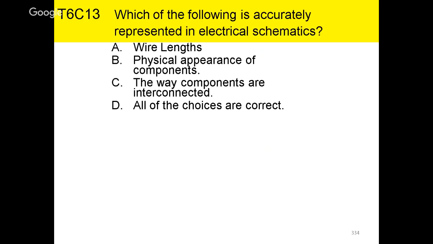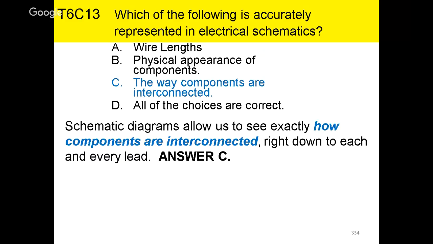All right. Which of the following is accurately represented in an electrical schematic? Again, I say it doesn't show what a circuit board looks like or the physical appearance of how they're mounted on it. That's a totally different animal altogether. It just simply shows the way all the components are interconnected. So your answer is C here.